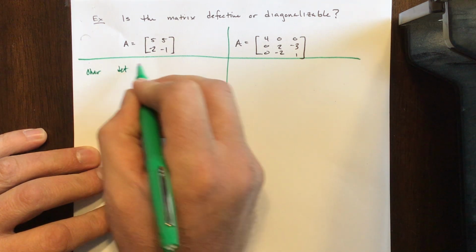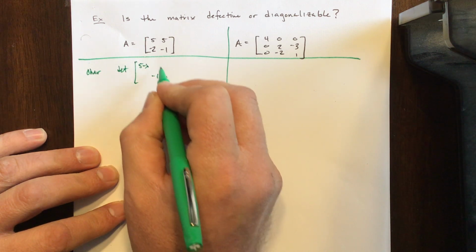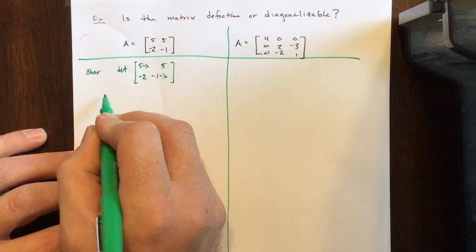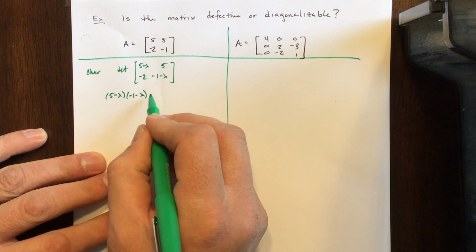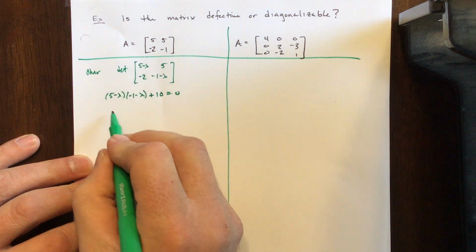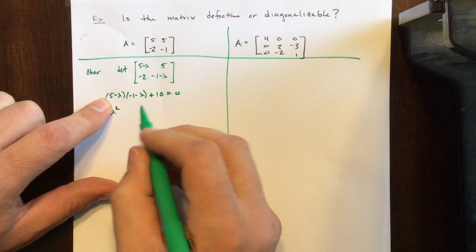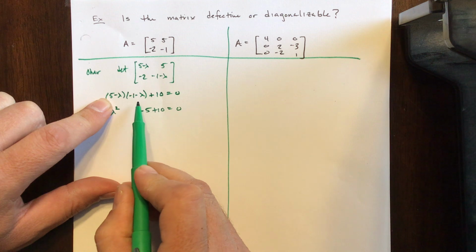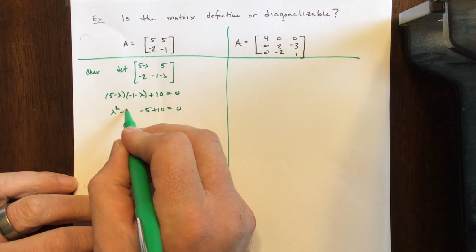It's the determinant of 5 minus lambda, negative 1, 5, minus 1 minus lambda... So 5 minus lambda times minus 1 minus lambda plus 10 is equal to 0. We get lambda squared minus 5 plus 10 equals 0. Minus 5 lambda plus lambda, so it's minus 4 lambda.